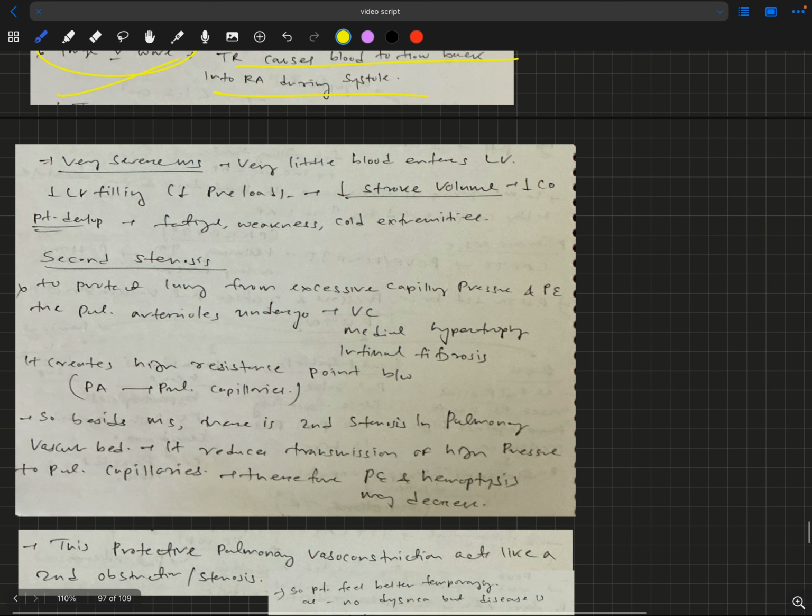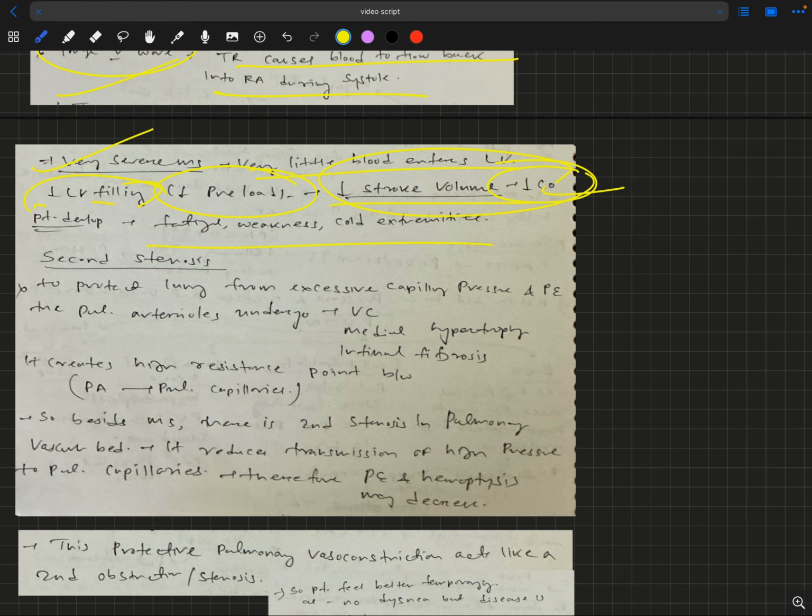So, very severe MS. In case of very severe MS, very little blood enters the left ventricle. There will be decrease in LV filling. There will be decrease in preload. When the preload is decreased, the stroke volume is also decreased. The cardiac output will decrease. So cardiac output is decreased in case of very severe MS. So the patient develops fatigue, weakness, cold and clammy extremities.